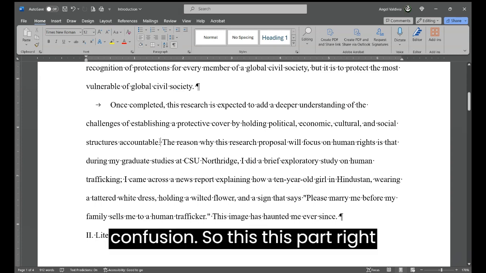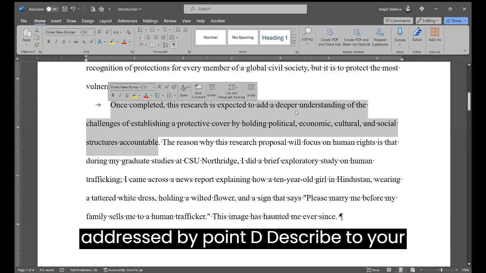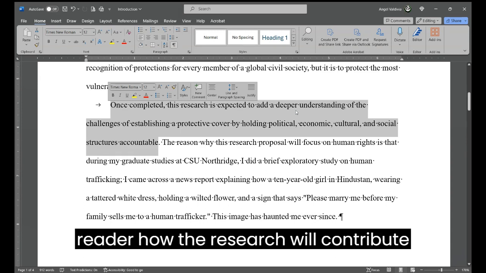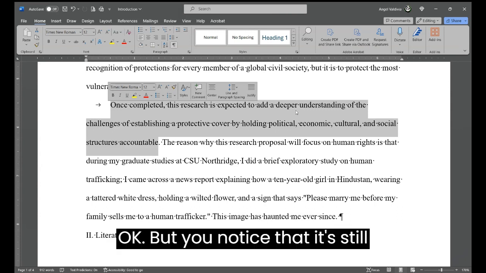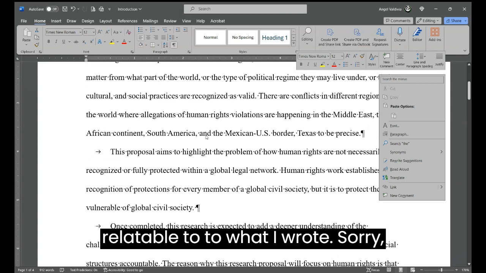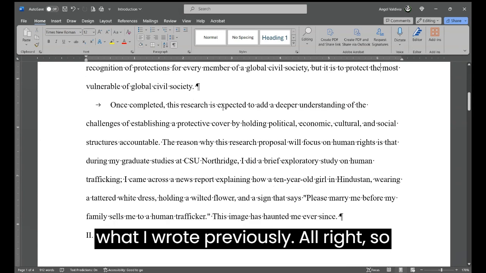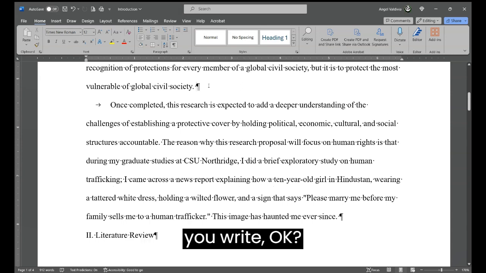So this part right here is actually being addressed by point D. Describe to your reader how the research will contribute to the understanding of your topic. But you notice that it's still relatable to what I wrote previously. All right, so this is the idea of homeostasis as you write.